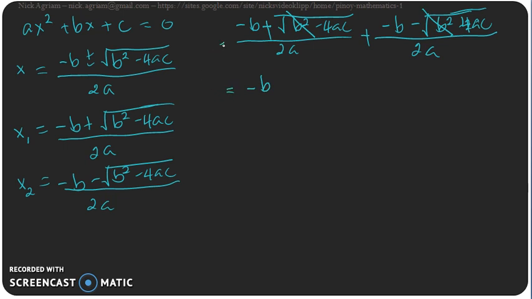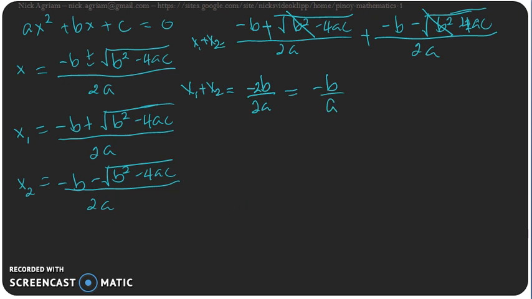So x sub 1 plus x sub 2 is always, according to this generalization, negative 2b divided by 2a. That means negative b divided by a.